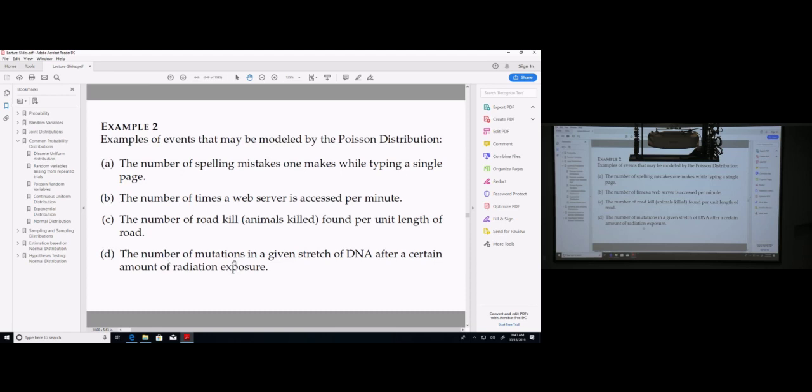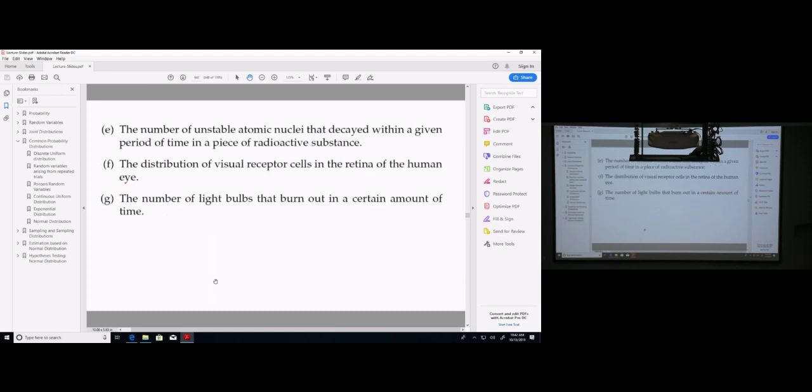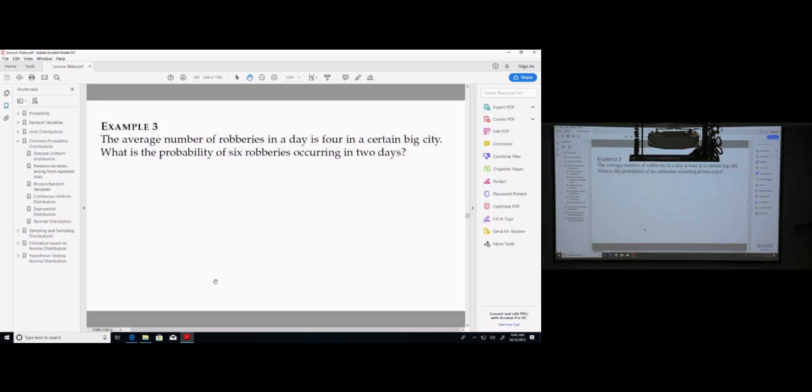The number of mutations in a given stretch of DNA after a certain amount of radiation exposure. Again, you look at it for a very short stretch, so each one is small. The number of unstable atomic nuclei that decay within a given period of time in a piece of radioactive substance. The distribution of visual receptor cells in the retina of a human eye, light bulbs that burn out in a certain amount of time.